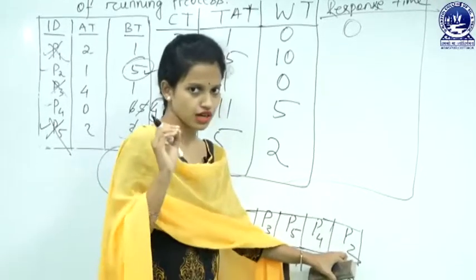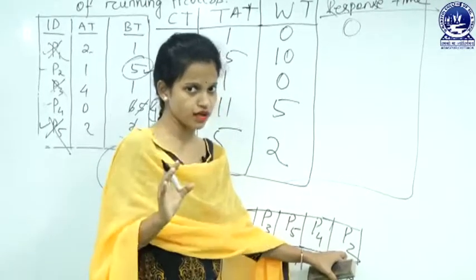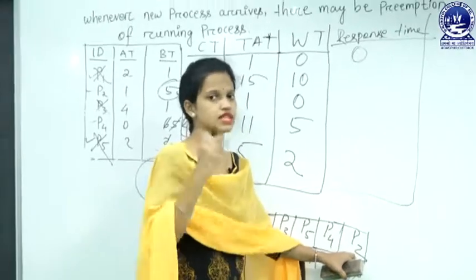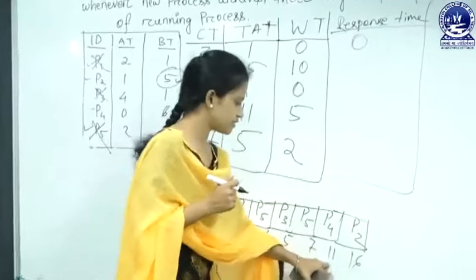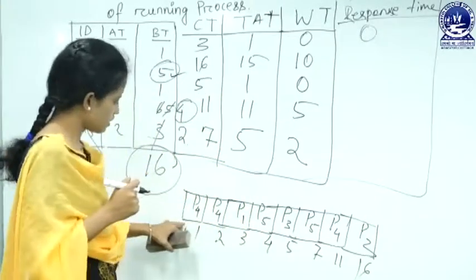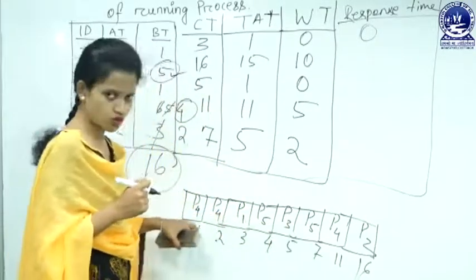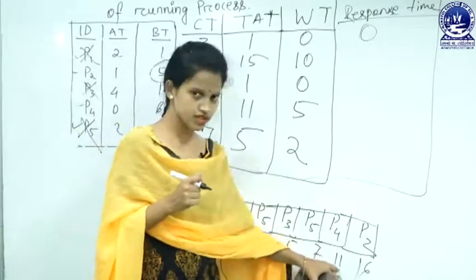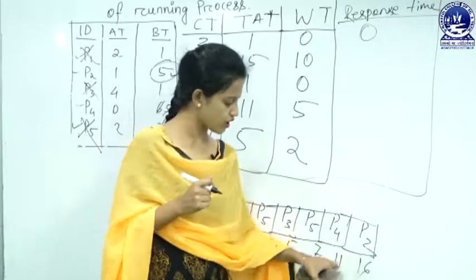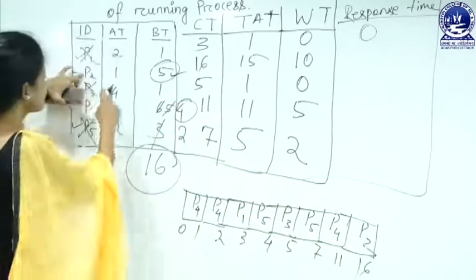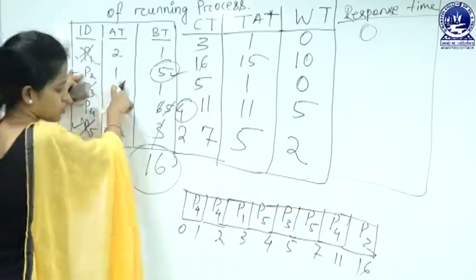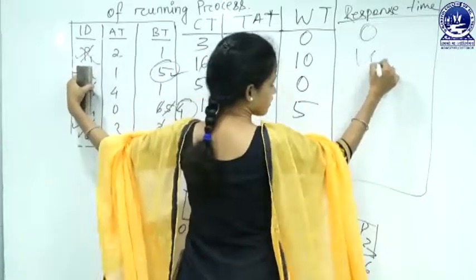So for P2, what is the response time? At first time, at what time is CPU allocated to that process? So 11. Okay, is there any time that P2 is executing? No. This is the time when the CPU is allocated to that process. Okay, and what is the arrival time of P2? That is 1. So 11 minus 1, that is 10.